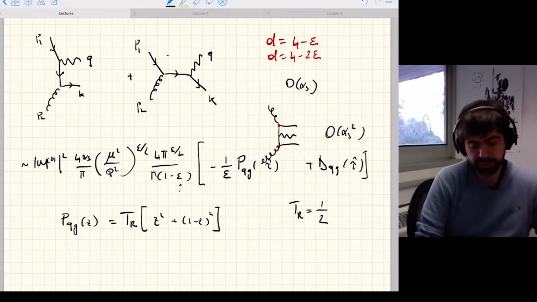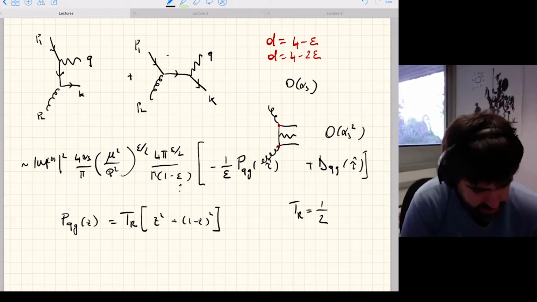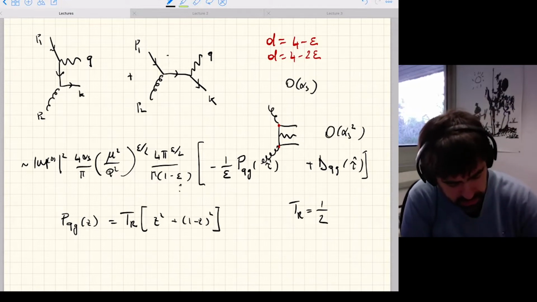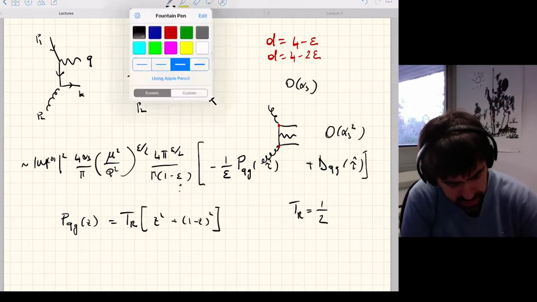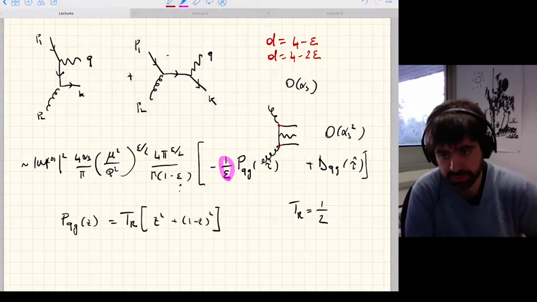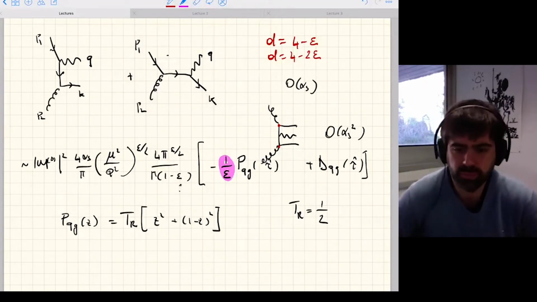Okay, so we have to include this, and there's no problem, as it doesn't have a corresponding loop contribution, so that's fine. But it does have a 1 over epsilon singularity multiplied by a different splitting function. So that's something we also have to work on.